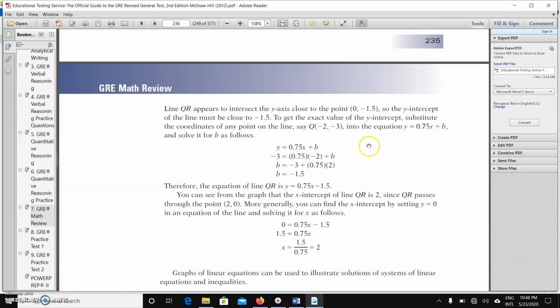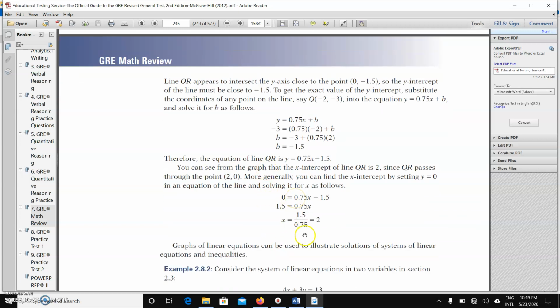We can also, if you are given other variables, look for the unknown variable. For example, y equals 0.75x plus b. And let's say you are given this point, minus 2, minus 3. And you are asked to look for the y-intercept, which is b. So if you input these values, where you see x, put minus 2, and where you see y, put minus 3, and solve it. Now your answer.